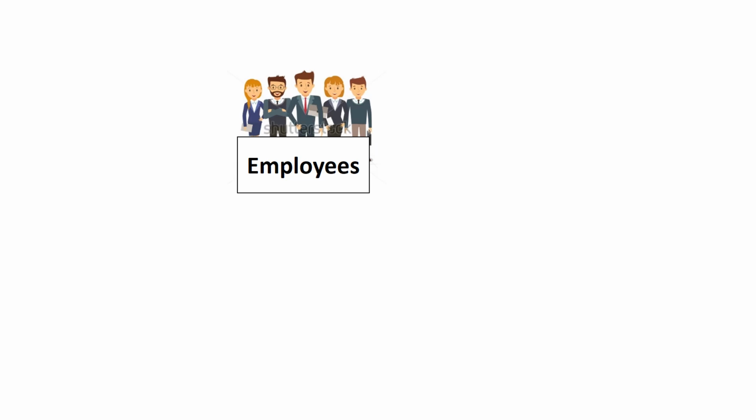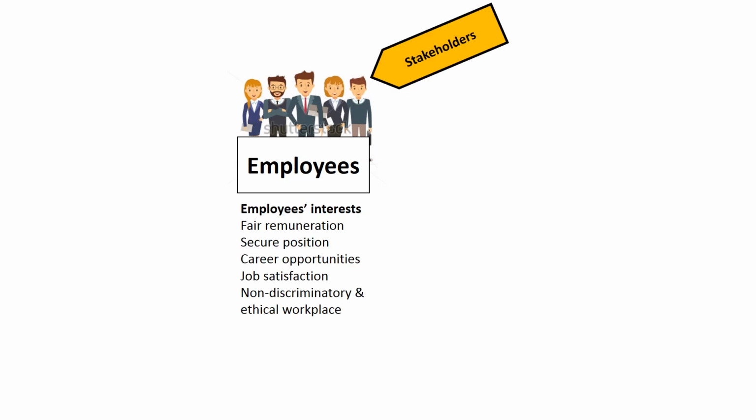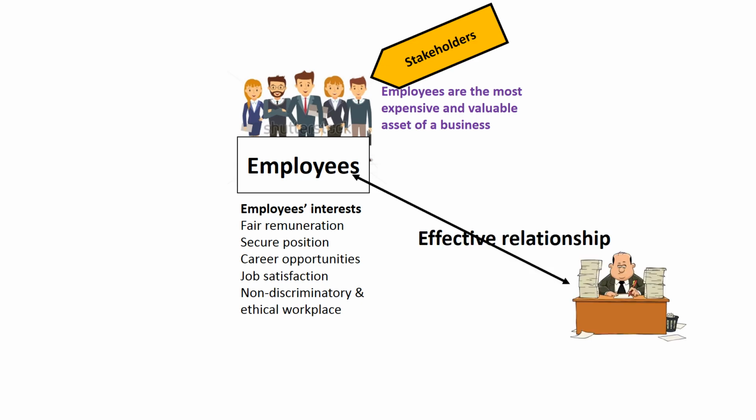Employees are critical to the success of a business because the business relies on them to achieve its business objectives. As stakeholders in the business, employees have an interest in a job that pays them fair remuneration, that is secure, and that provides them with career opportunities and job satisfaction. Employees also want to work in a non-discriminatory and ethical workplace. Now, because employees are the most expensive and valuable asset of the business, it's important that the business takes these interests into account. One of the biggest challenges that managers face is to manage their employees effectively.